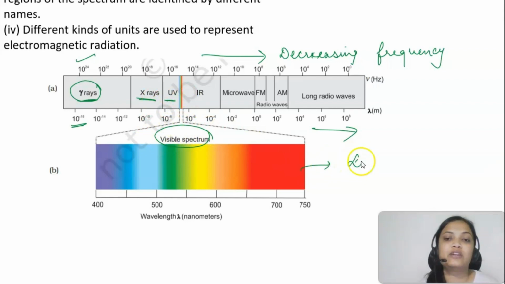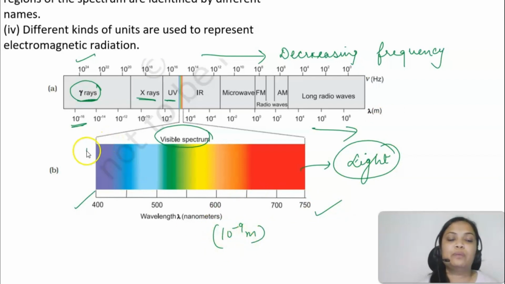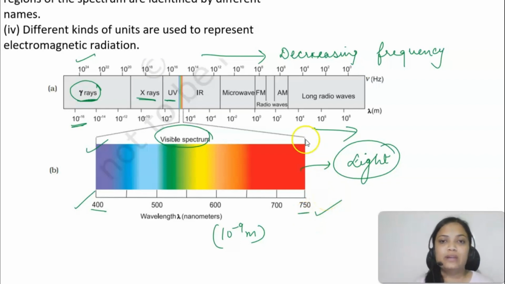This is the light that we can see, only the visible light. Other radiations we cannot see. Here the wavelength is from 400 to 750 nanometer. Nanometer, you know, is 10 to the power minus 9 meters. The purple light has the lowest wavelength, and red light has the highest wavelength, meaning the lowest frequency. Then we have the IR radiations, infrared, microwave.